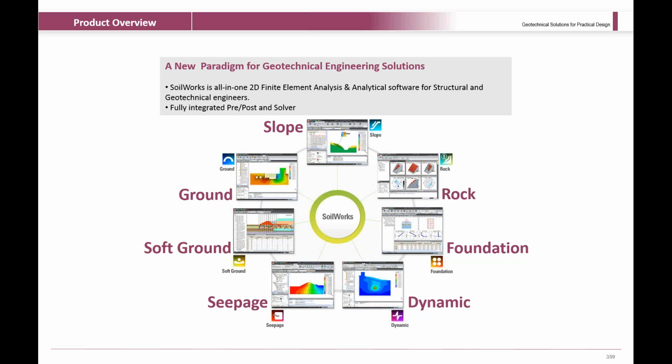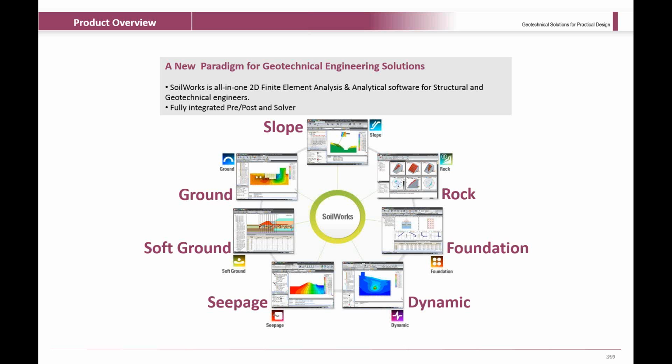Slope is a module where you can perform the slope stability analysis, using analytical methods like limit equilibrium method, as well as finite element methods like strength reduction method. Then you have the ground module, where you can perform the construction stress analysis, which can be used for shoring excavation or tunneling.